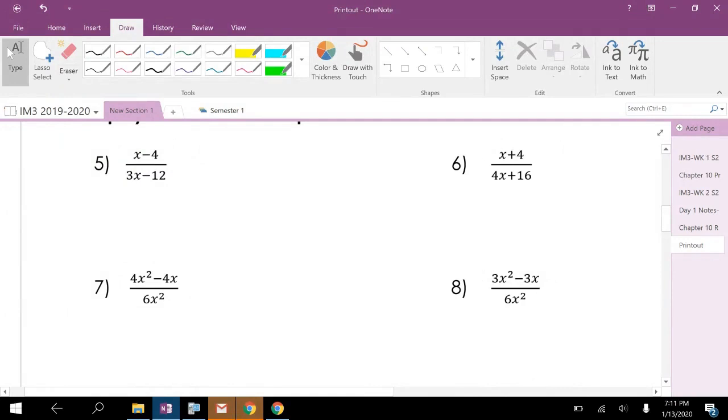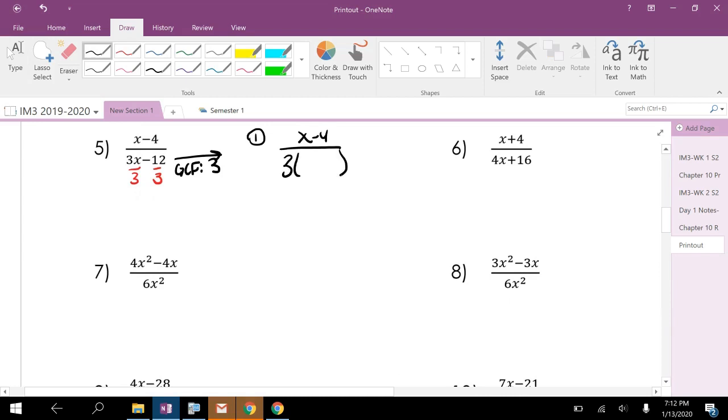Okay, so when you factor, it looks like this. So we can't factor the top. So I'm just going to rewrite the top, x minus 4. But I can factor the bottom. So the factoring of the bottom, the GCF, is going to be 3. When you factor something out, your greatest common factor, what you're doing is dividing everything by it. So I'm going to divide both pieces by 3. When you do that, what's left is x minus 4.